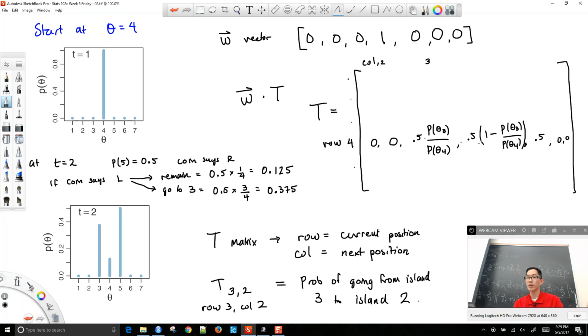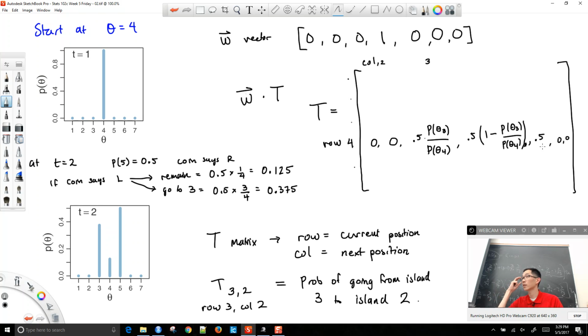So this is my transition matrix probability for row 4: the probability of going from island 4 to island 3, the probability of staying at island 4, and the probability of going from island 4 to island 5, represented by this row here.